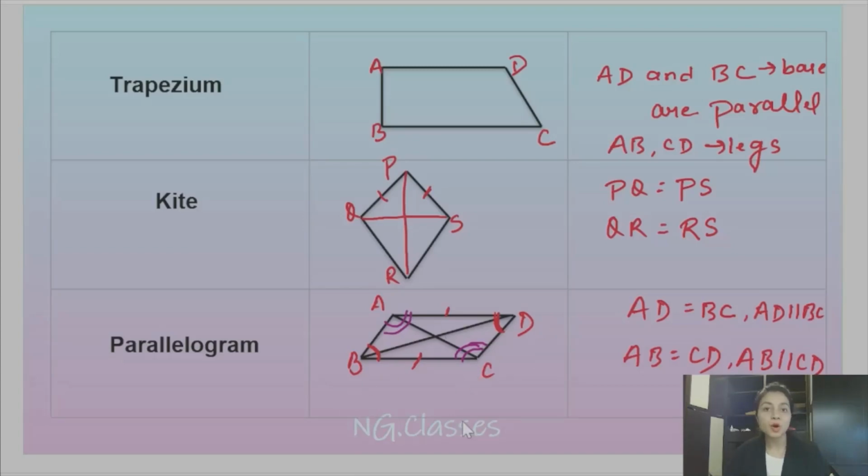So what are the properties of a parallelogram? Opposite sides will be parallel as well as equal, and opposite angles are also the same. When we draw the diagonals, both diagonals will bisect each other. It will divide them into two equal parts.